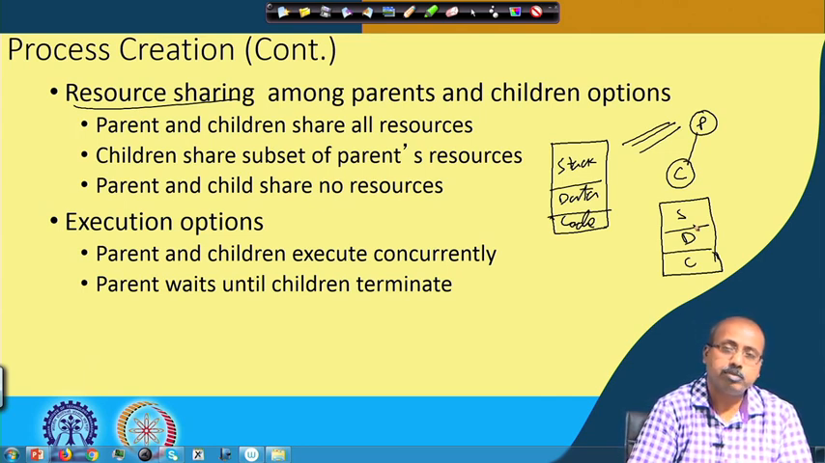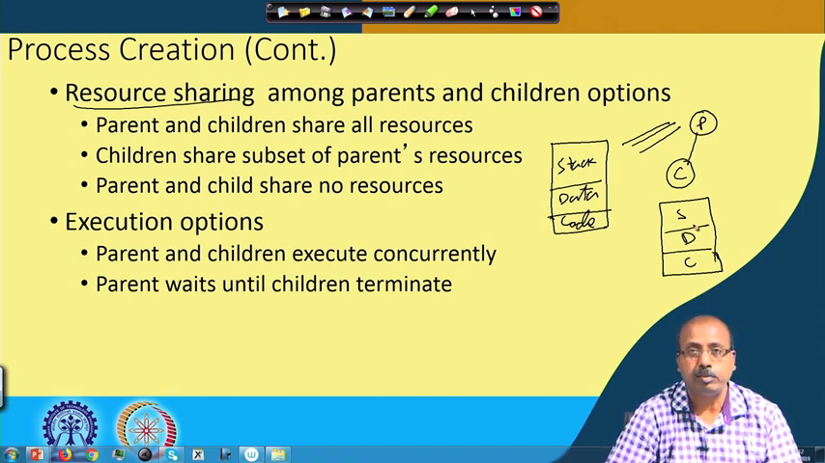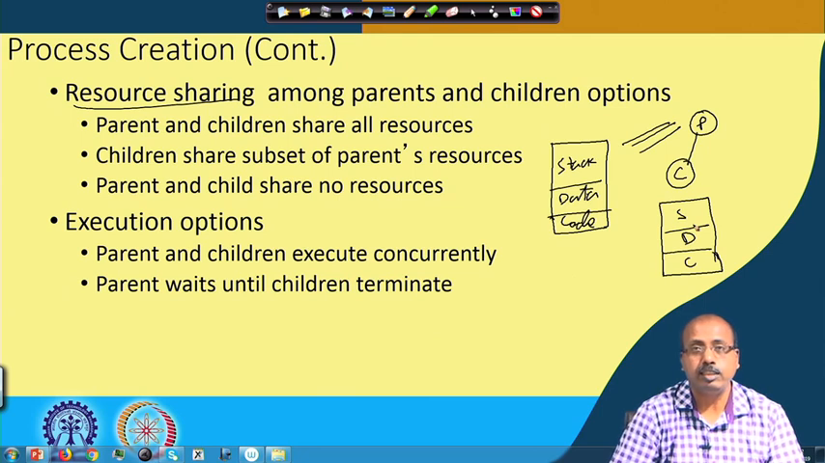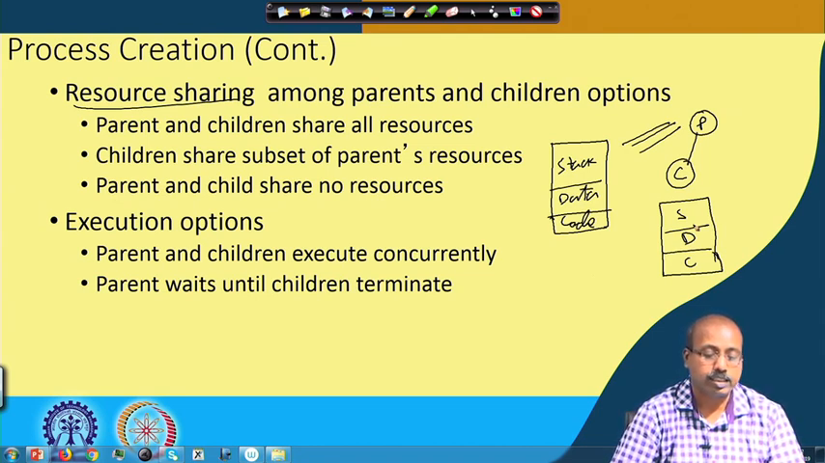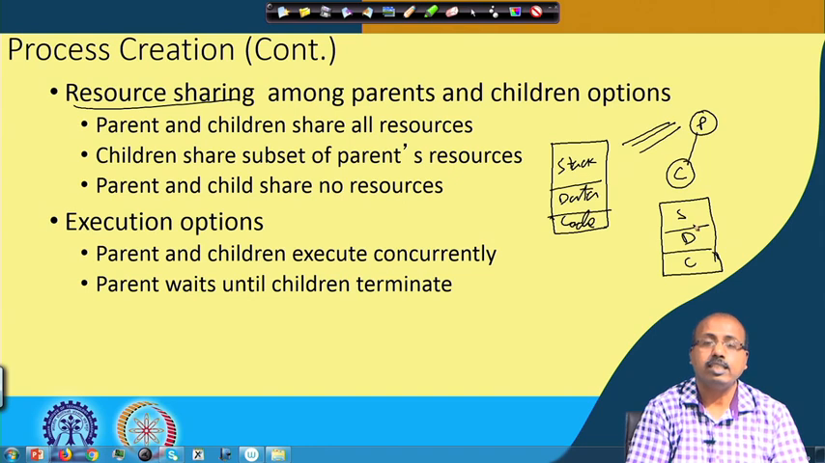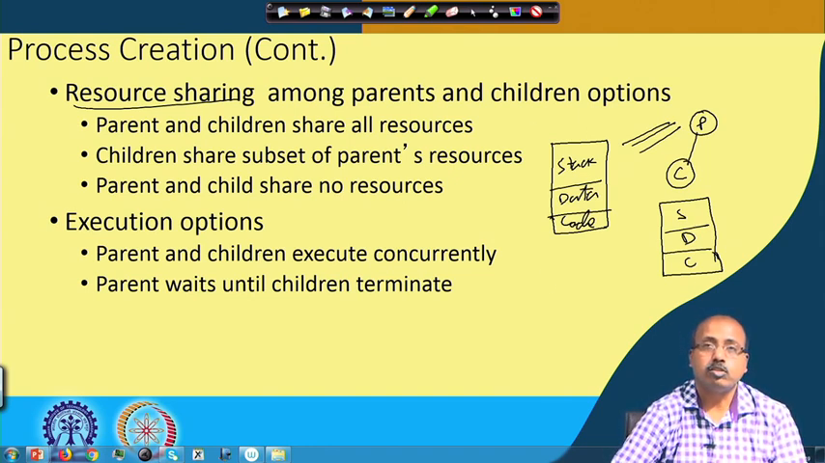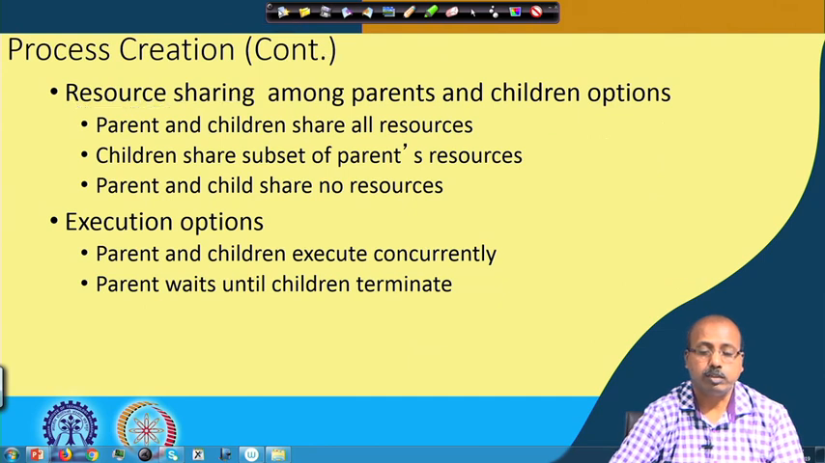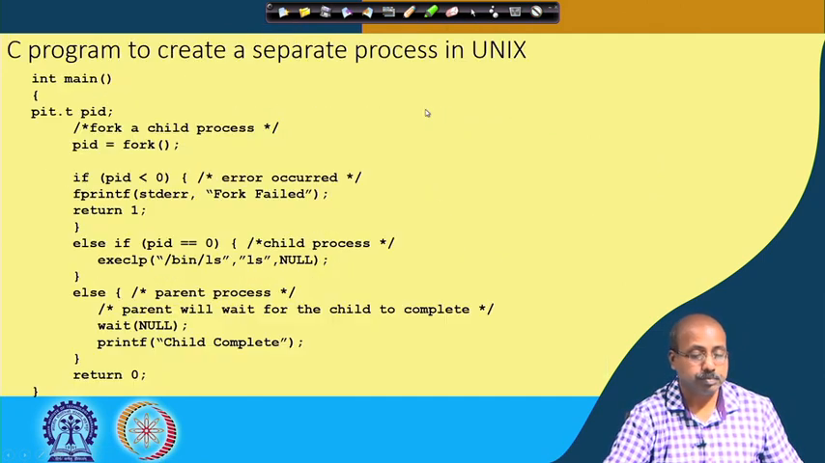The second execution option is that the parent waits until the children terminate. A parent has spawned a number of child processes, and naturally each child process is doing some specific job. So, it may be that the parent needs to wait for these children to be over to continue further. So, this is the second option. Again, there is no hard and fast rule on which option should be followed. Different operating systems will follow different options.